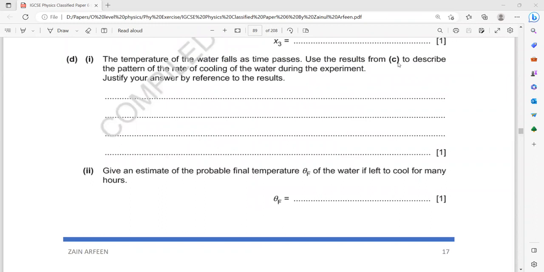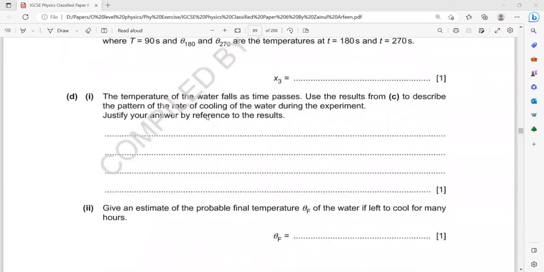Use the results from part C, the rates of cooling. Describe the pattern of the rate of cooling during this experiment.